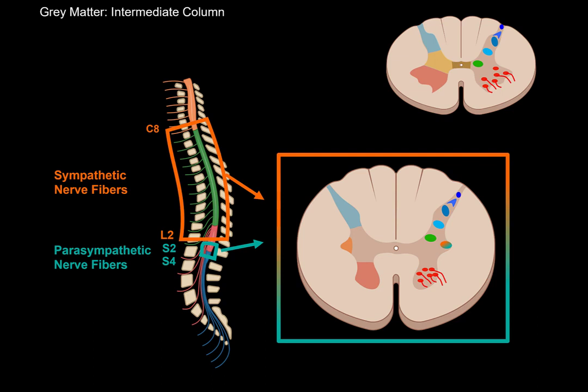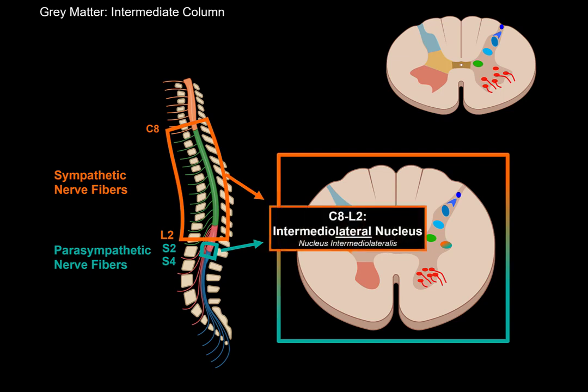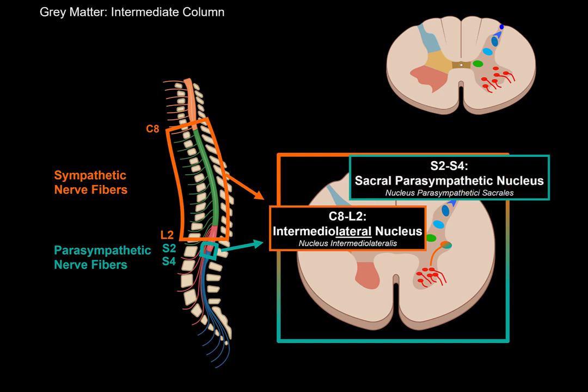If we are between the spinal segments C8 through L2, we will have the intermediolateral nucleus, which consists of sympathetic fibers for the fight or flight response. And they will send their fibers together with the motor fibers down through the anterior root of the spinal nerve. If we're looking at segments between S2 and S4, we will see the sacral parasympathetic nuclei, which also send their fibers through the anterior root of the spinal nerve, responsible for the rest and digest state of the person.